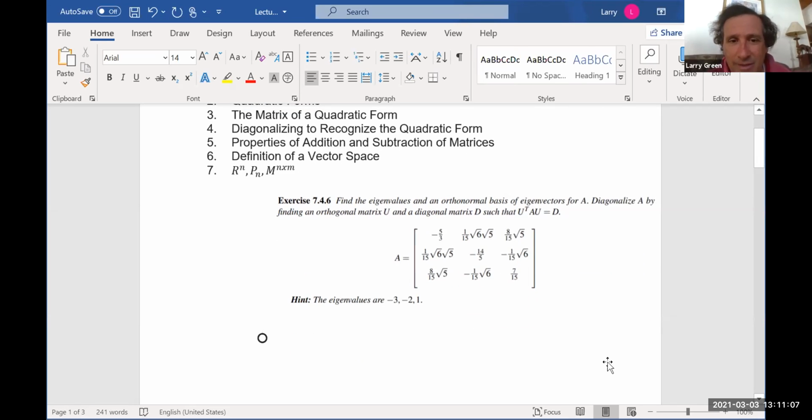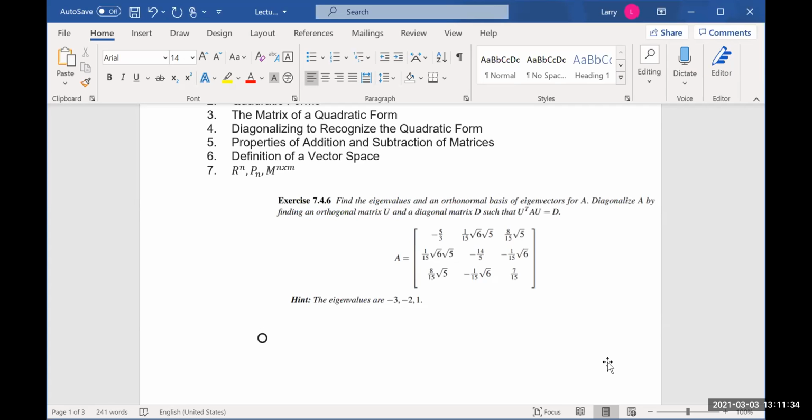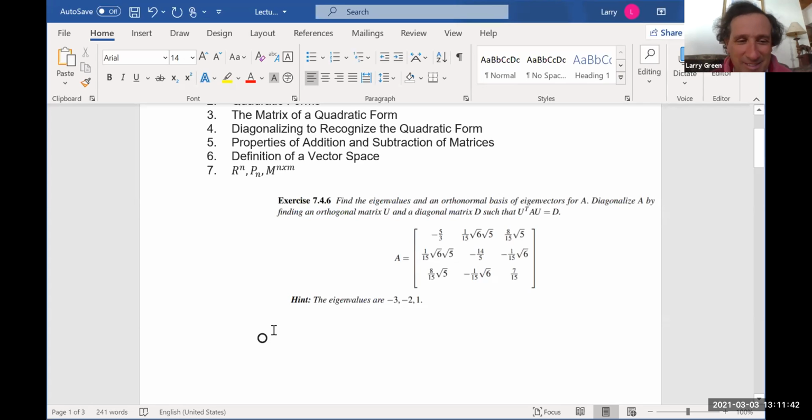Okay, so let's read it. Find the eigenvalues and an orthonormal basis of eigenvectors for A. Diagonalize A by finding an orthogonal matrix U and the diagonal matrix D such that U transpose AU equals D. The funny thing is they say find the eigenvalues and then they say hint, the eigenvalues are -3, -2, and 1. So if you can't find the eigenvalues, it means you didn't read the question. Do you agree? Yeah. Because I just found them, -3, -2, and 1. Sound good so far? So don't you love easy questions?